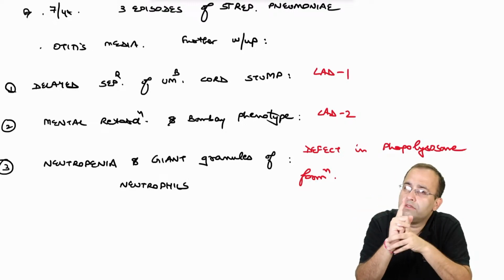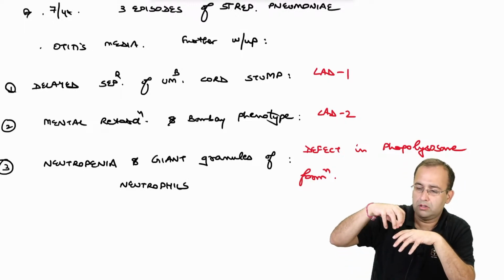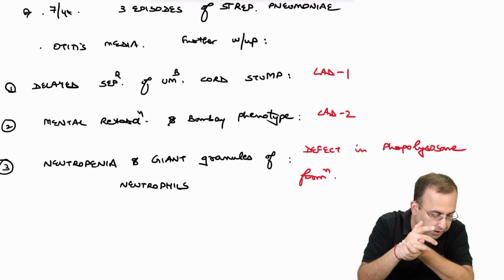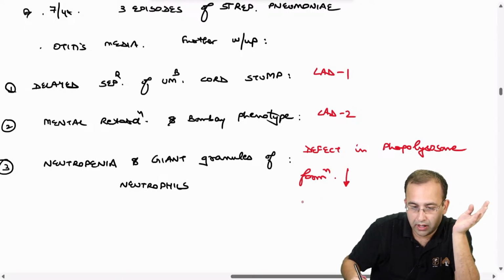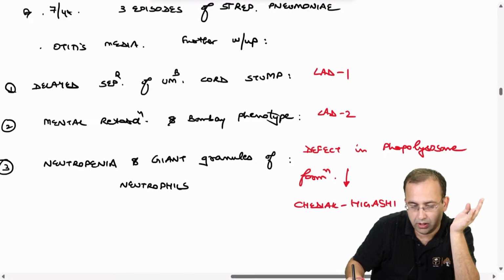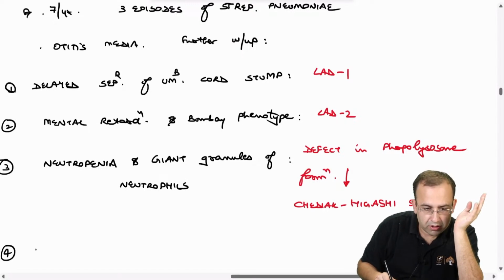So it is associated with neutropenia. Neutrophils got killed, and that phagocytosed matter is present in the neutrophil as such. That is neutropenia with giant granules in neutrophils. Akshita, very right here. Called Chediak-Higashi syndrome. Totally agreed.